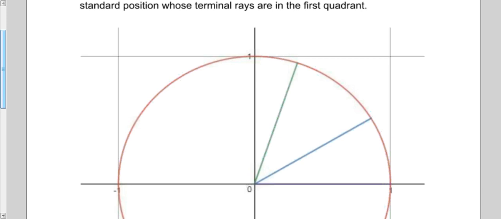Now there is a lot of stuff going on in that statement, right? What do I mean by in standard position? Can you take those headphones off, please, Logan? Thank you, sir. What do I mean by in standard position? Who remembers the definition of in standard position? What is the definition of an angle being in standard position?